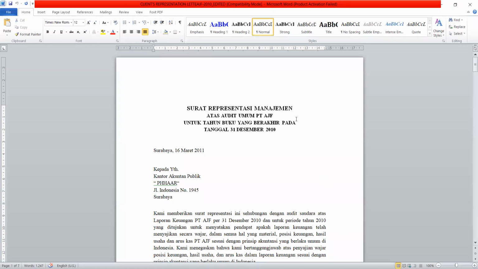So before I worked as an auditor, I used to create the management representation letter. This is for the PT, ACF in 2010. This is the date.